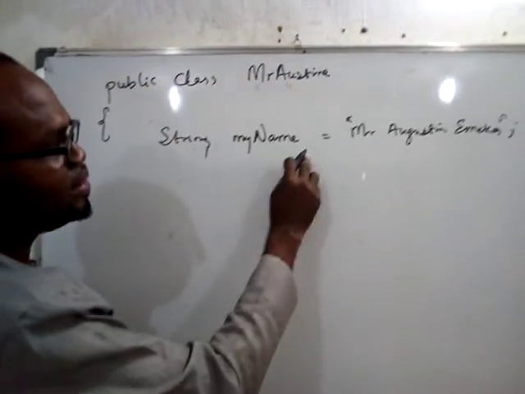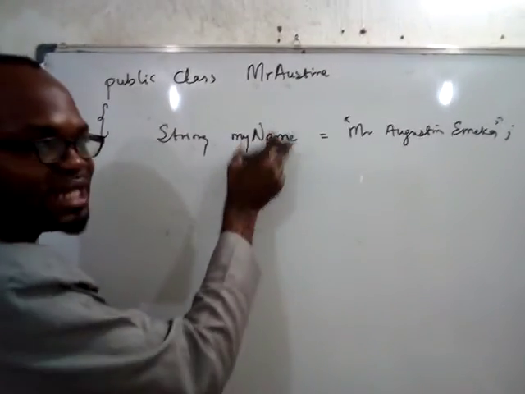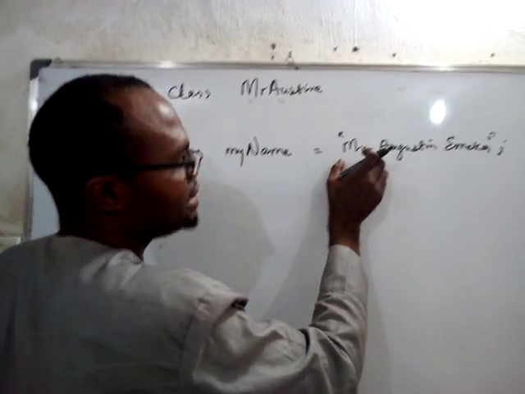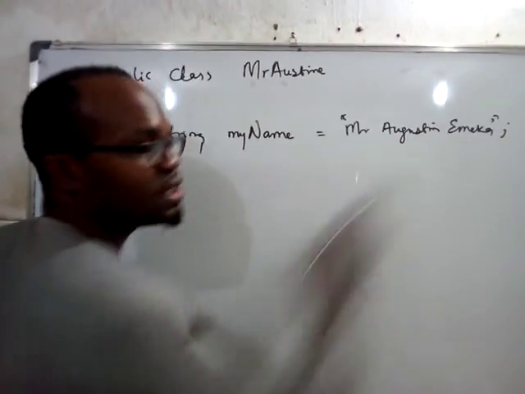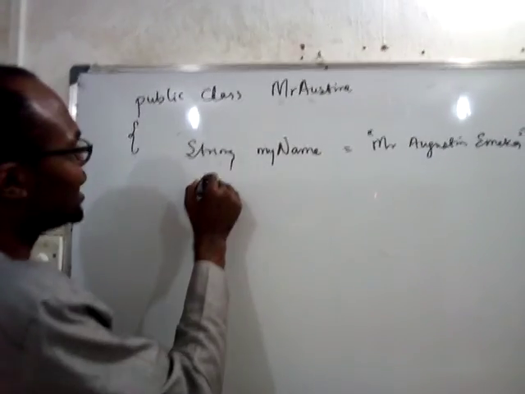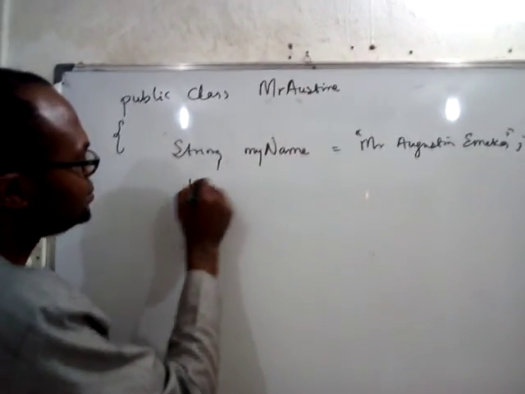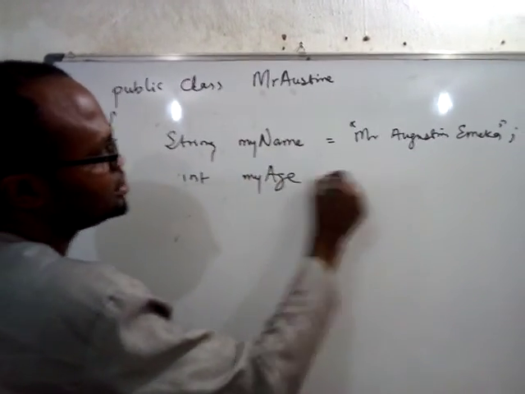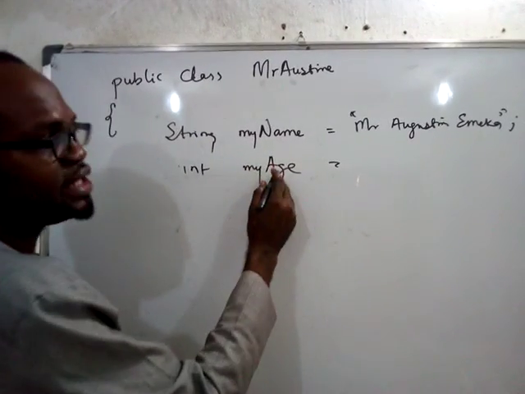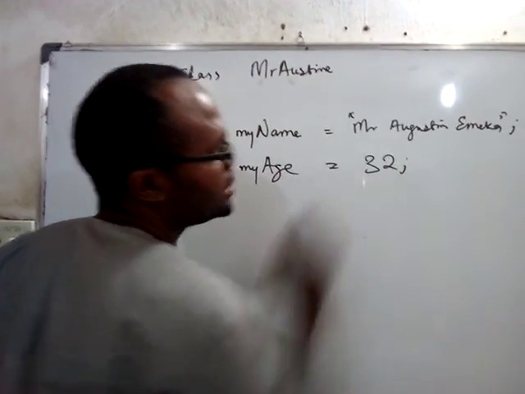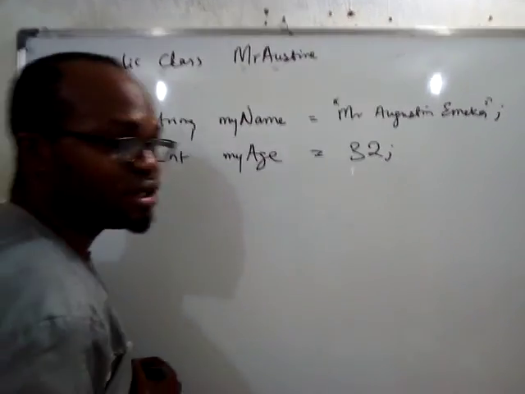So the name of this variable is what? My name. The data type of this variable is string. The value of this variable is what? Mr. Augustine. So what is other attribute that I have? I can have int myAge. That's the name of the variable, my age, written together. And my age is what? 32. I close it with a semicolon.